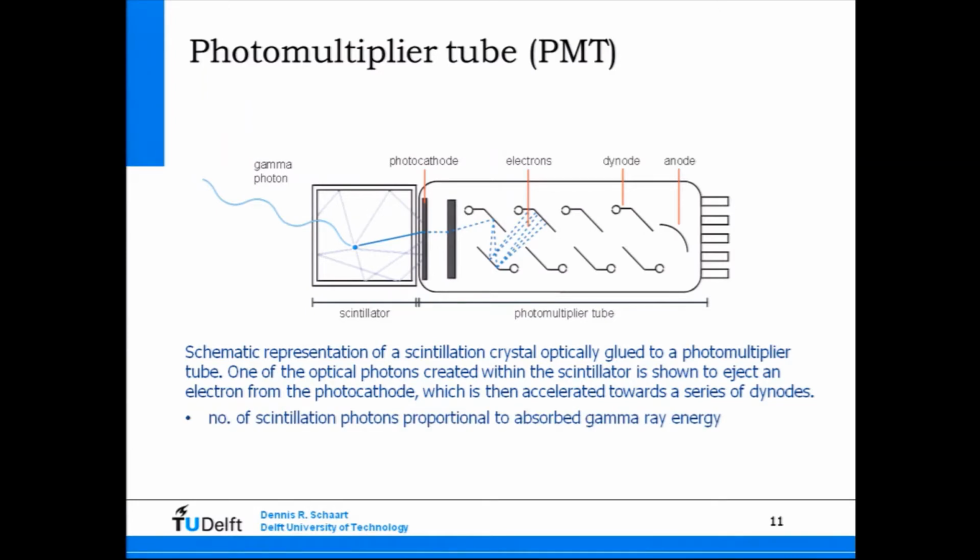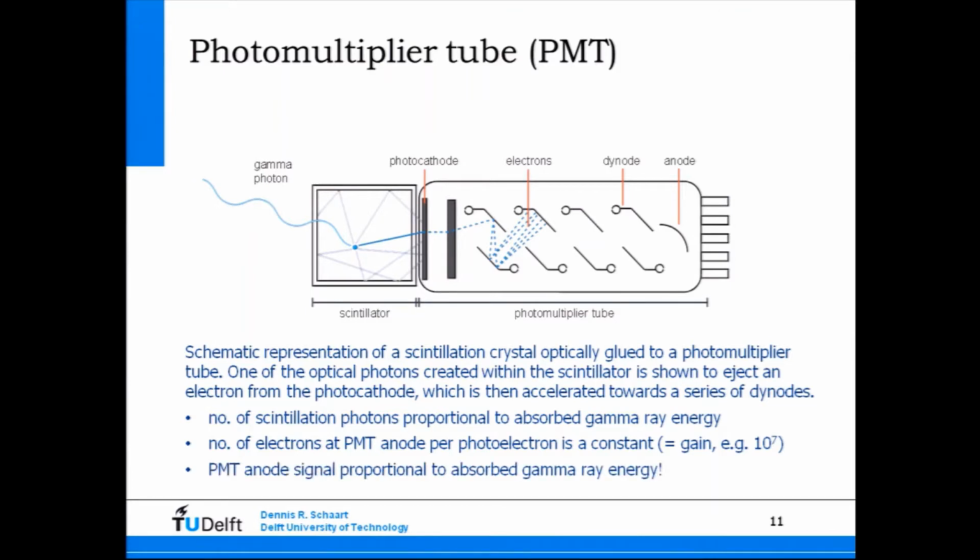So what is important to realize is that in a scintillation detector, the number of photons that's being created is proportional to the energy that was absorbed. So if the gamma photon is fully absorbed, it's actually proportional to the energy of the gamma photon. And then if I apply such a fixed gain, which might be in the order of 10 to the 6th or 10 to the 7th, to the photoelectrons that are being created, I end up with a charge pulse that is again proportional to the energy of the gamma photon.